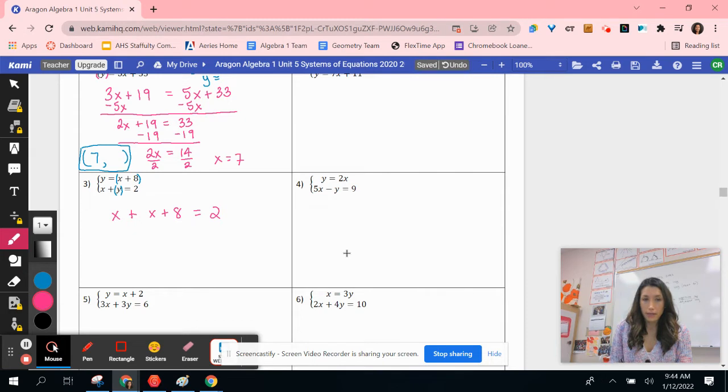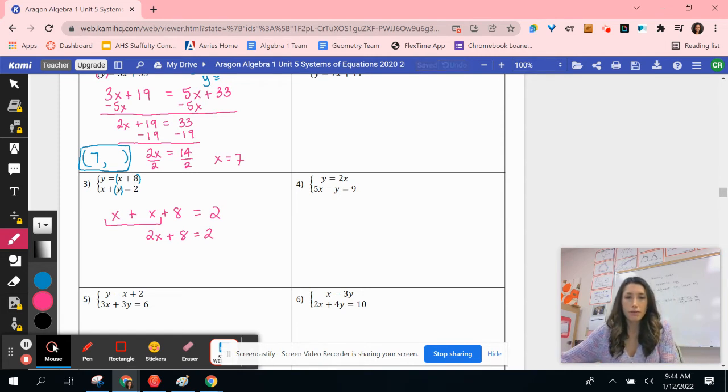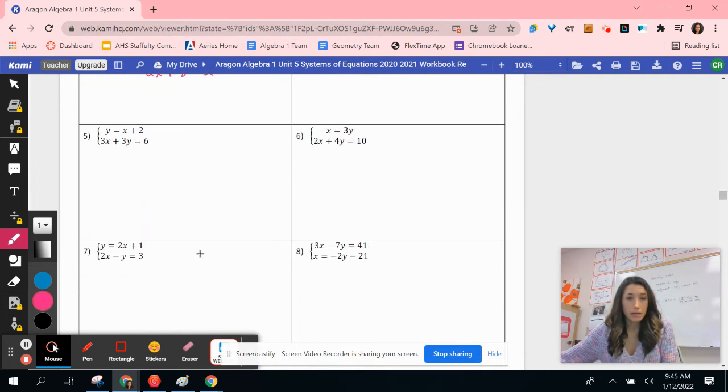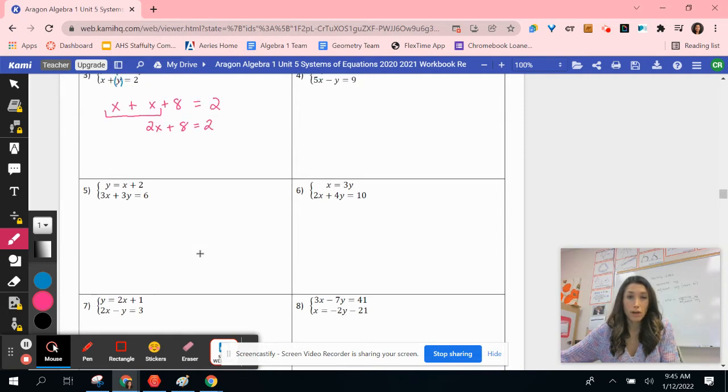Now we're going to combine like terms. Remember, when our variables are on the same side of the equation, we want to just combine them, add them together. So from here, you should be able to solve for x. Once you know the value of x, you can use that to solve for y. Okay. And you're going to be doing that for the rest of this packet, or the rest of this page here. So substituting in, all of these are set equal to one variable.